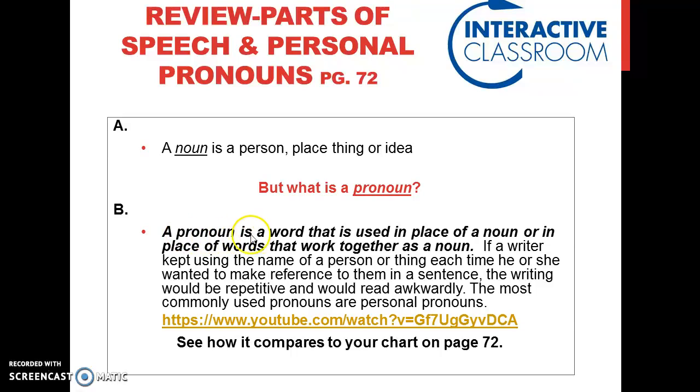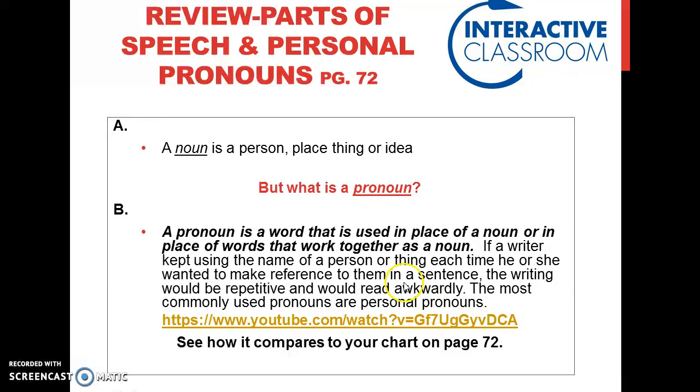It says a pronoun is a word that is used in place of a noun or in place of words that work together as a noun. If a writer kept using the name of a person or thing each time he or she wanted to make reference to them in a sentence, the writing would be repetitive and would read awkwardly. The most commonly used pronouns are personal pronouns.